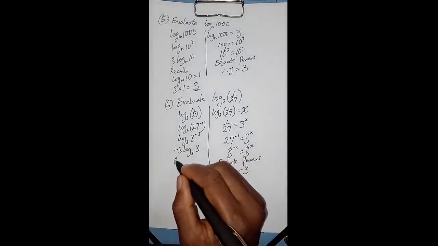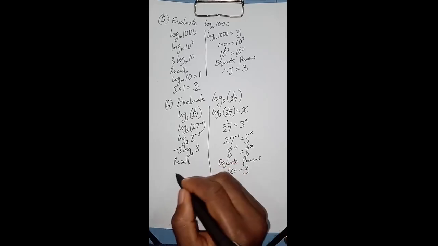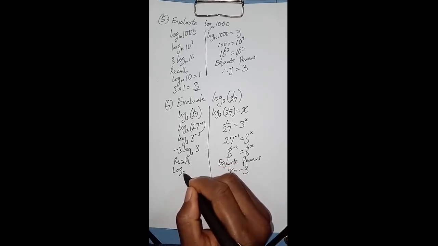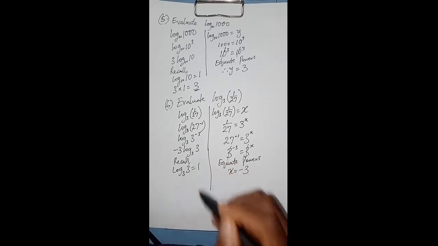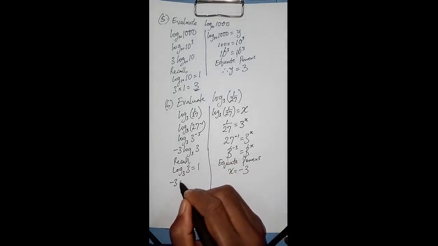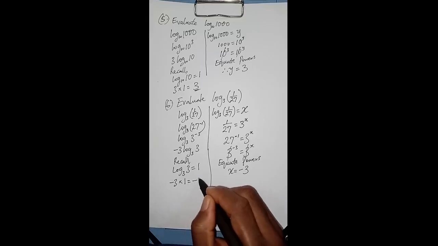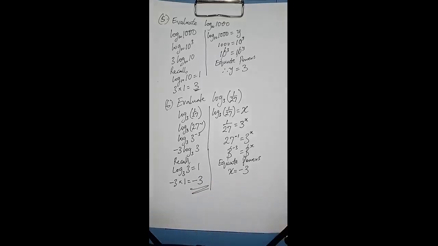Now recall, log 3 to base 3 is equal to 1. So minus 3 times 1, that gives you minus 3. Same answer. So it doesn't matter what method you want to use.